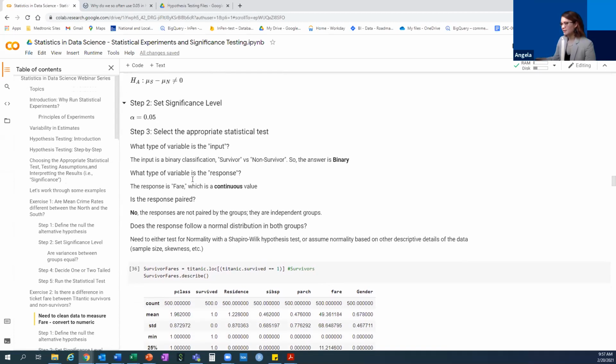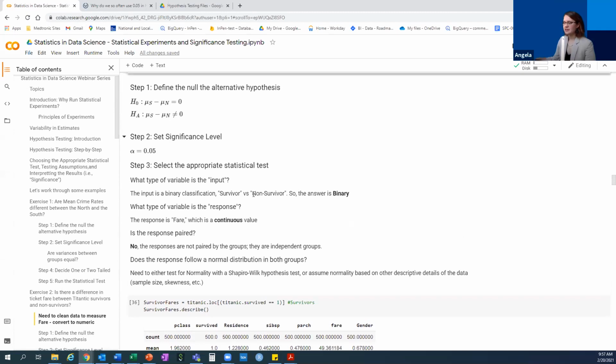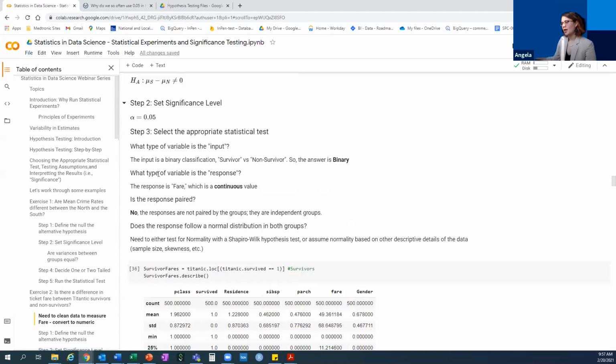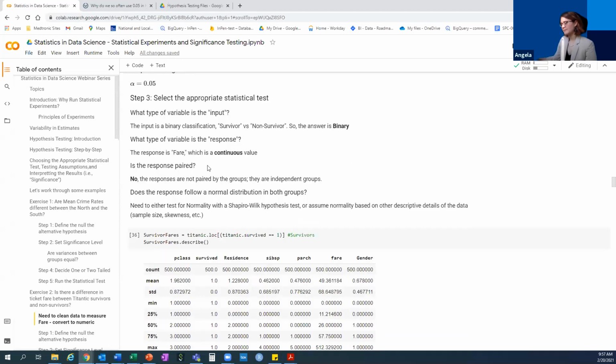So what type of variable is our input? Again, we're dealing with a classification of 2 groups, survivor versus non-survivor. So the answer is binary again. What type of variable is our response? The response is fare. So this is a continuous response. Is our response paired? No, the responses are not paired because, again, these are 2 independent groups, different subjects in this experiment.